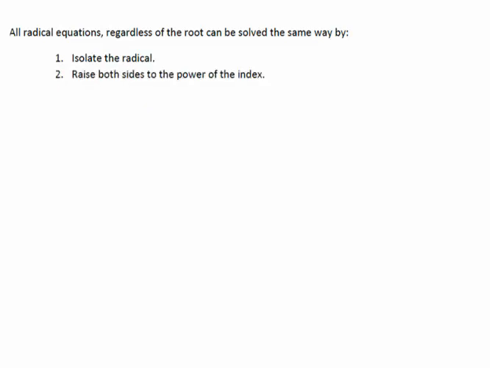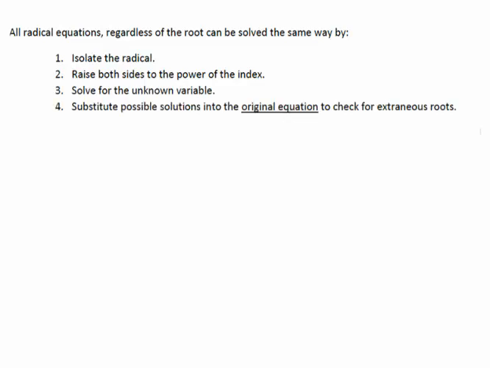Then, raise both sides to the power of the index. If it's a square root, we square both sides. If it's a cube root, we cube both sides. This is the same process. Once we get rid of that radical, you solve for the unknown. And of course, we always check in the original equation. And we check because we might get extraneous roots, and extraneous is really just the extra roots. We may get solutions that are not correct. So we always have to check our solutions.